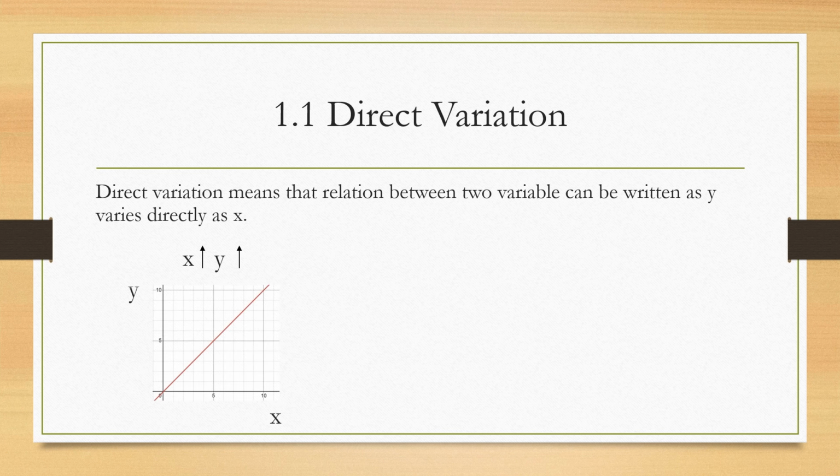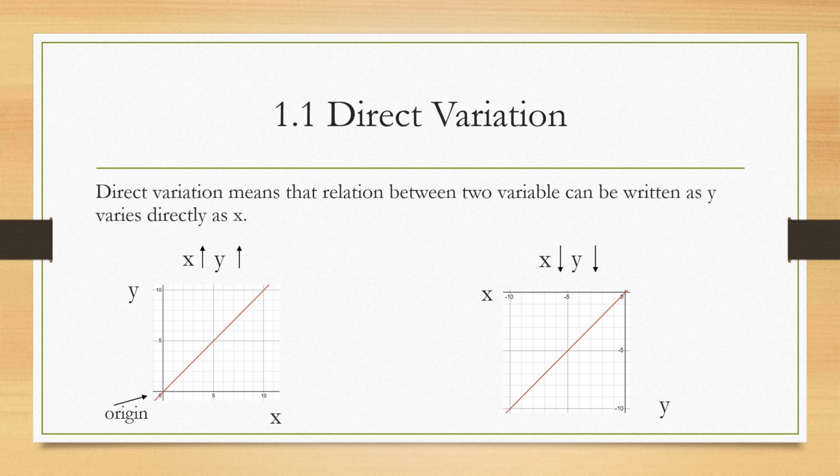This is the graph for this. Next, if x decreases, then y will decrease. This is the graph for this case. And to make the graph a direct variation, you need to make sure that the line crosses the origin point. As you can see here, the origin point is at 0.